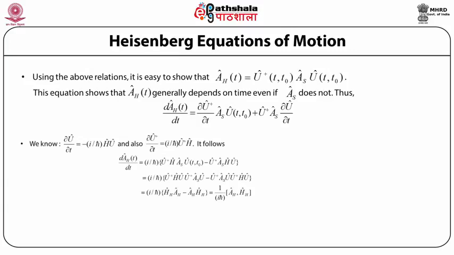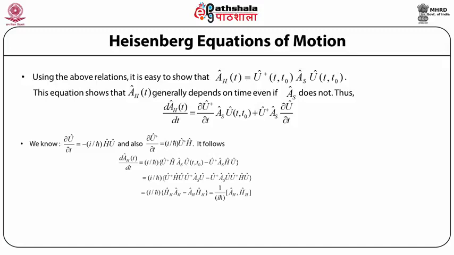Heisenberg equations of motion. Now, the way we have defined operator A_H in the Heisenberg picture and operator A_S in the Schrödinger picture, that is, A_H acting on ket psi_H is equal to ket phi_H, and A_S acting on ket psi_S is equal to ket phi_S, it is easy to show that the operator A_H(t) is equal to U dagger(t, t0) A_S U(t, t0), where U dagger(t, t0) and U(t, t0) are the unitary operators and are the Hermitian conjugates of each other.